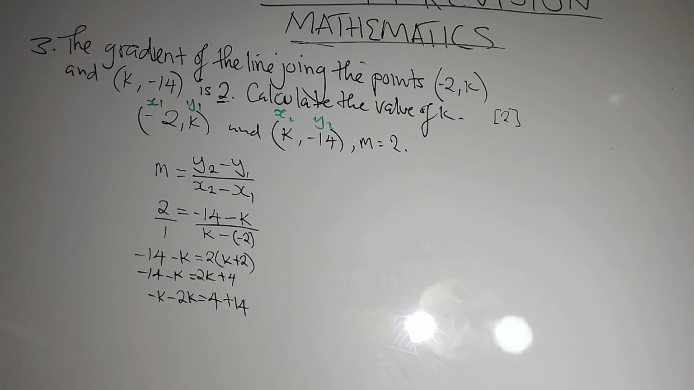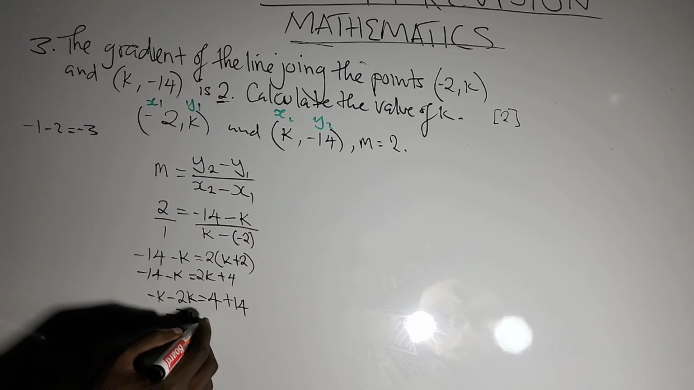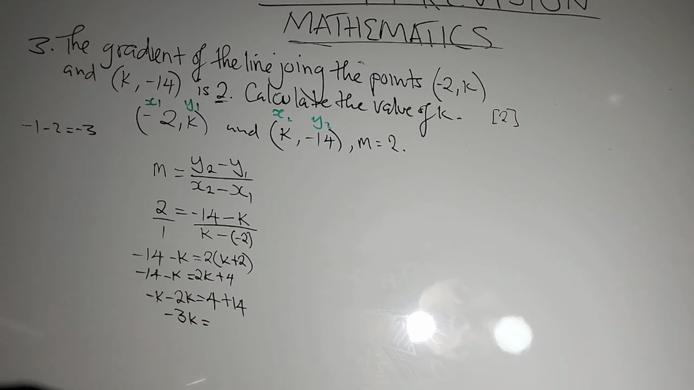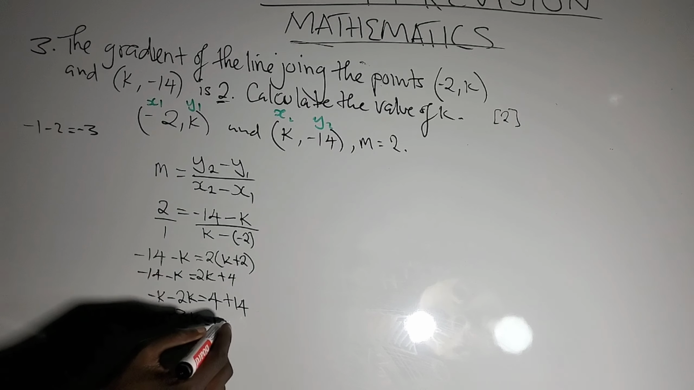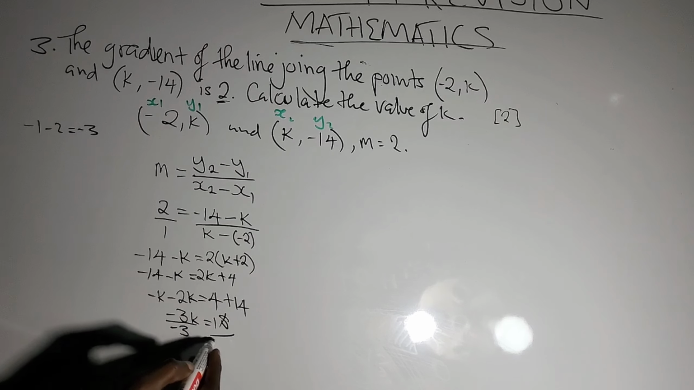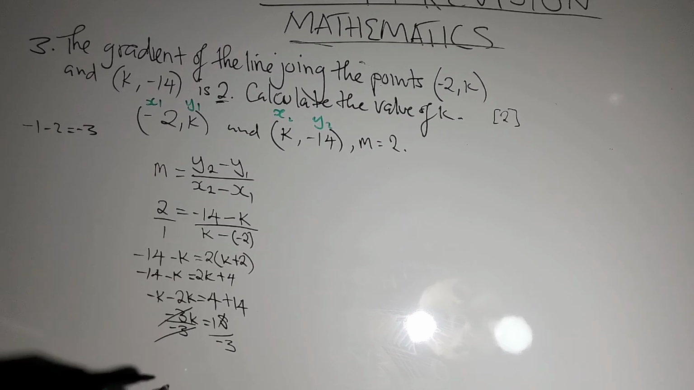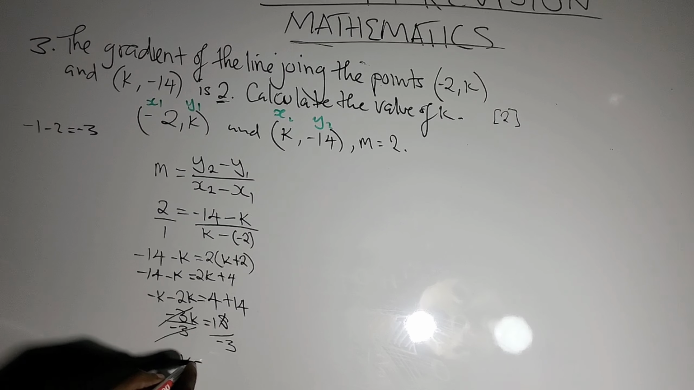Remember what I said in the first question, that when you have two numbers that are negative, you add and then get the common sign. So negative 1 minus 2 is simply negative 3k. 4 plus 14 is 18. Here you divide by negative 3, even here by negative 3. So this negative 3 and this negative 3 cancel.